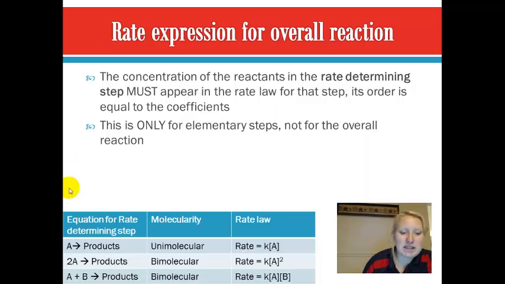So, for elementary steps, A going to products. This is unimolecular. There's only one molecule involved, so the rate would be equal to k times the concentration of A. The coefficient is just 1. 2A going to products means there's two molecules involved, so it's bimolecular, and the rate is equal to k times A squared, because the coefficient is 2. And the last one, A plus B going to products, is also bimolecular, and the rate would be equal to k times A times B. Now remember, this is only for each step of the reaction, not for the overall reaction. For the overall reaction, remember, you can't use the coefficients.